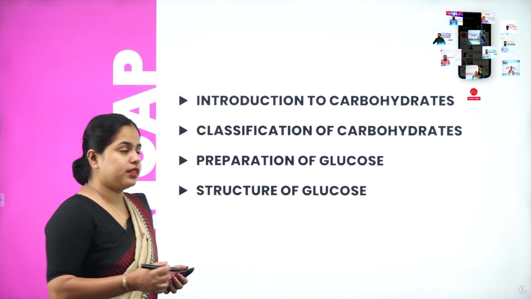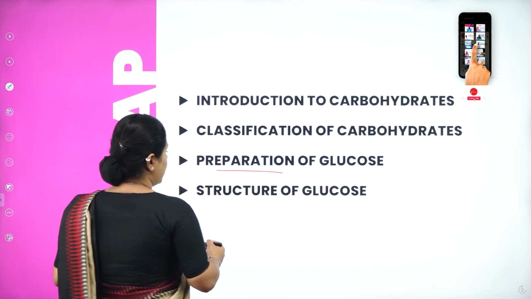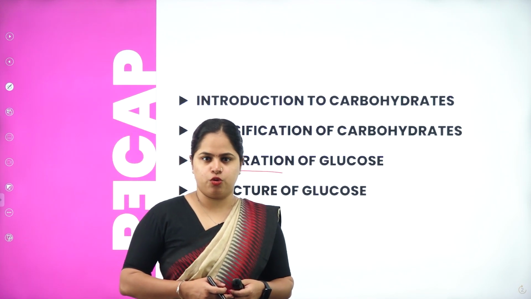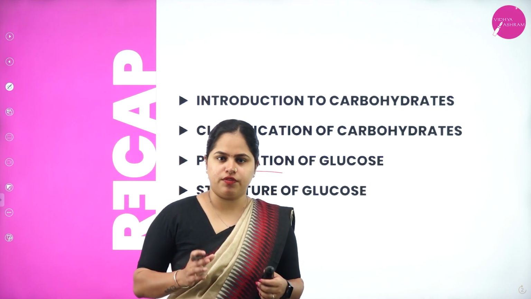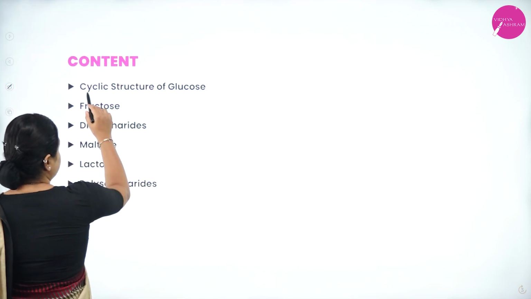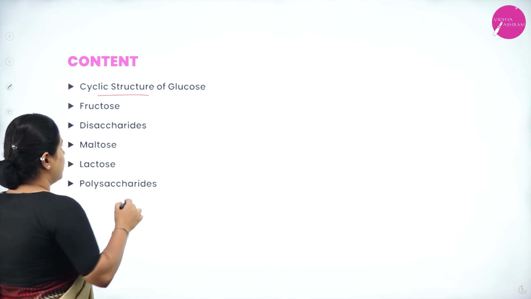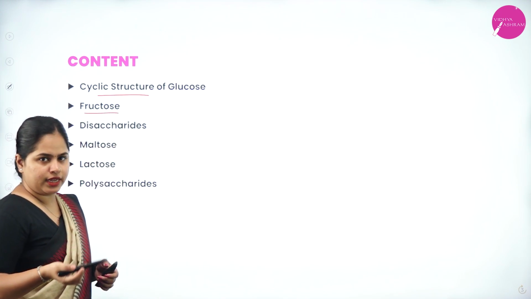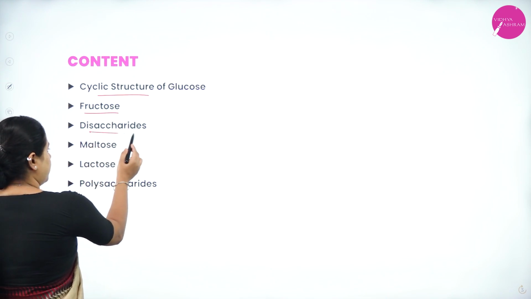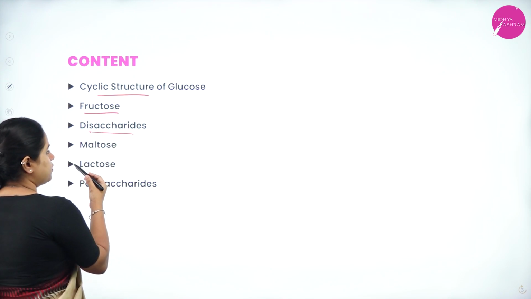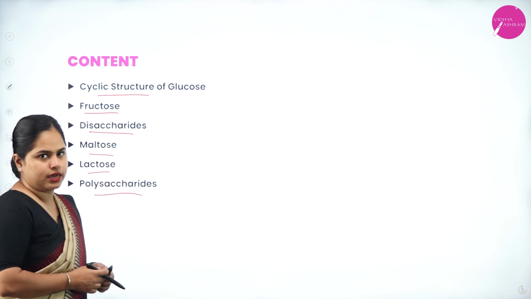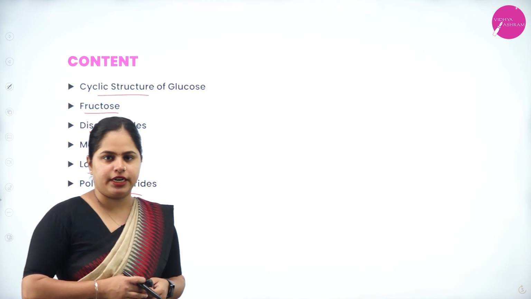We discussed the different methods of preparation of glucose, and we started off with understanding the structure of glucose. The open structure we have already studied. So in today's session we are going to study the cyclic structure of glucose, and then move on to the next biomolecule, which is fructose. And then what are disaccharides? Under disaccharides we are going to study maltose, lactose and polysaccharides. All of this we are going to study in today's session.